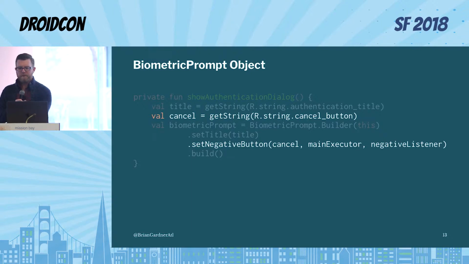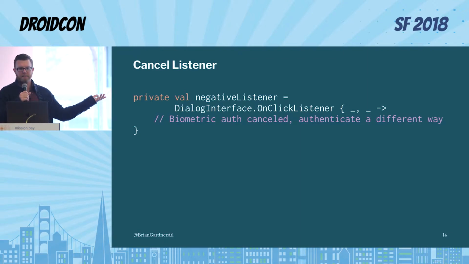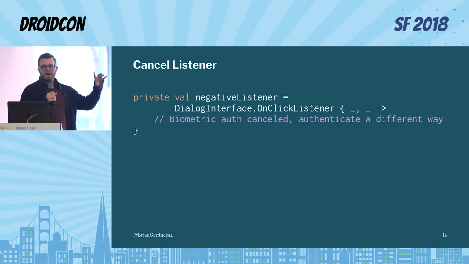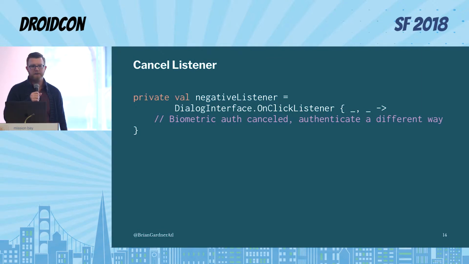The listener, not super exciting, if I'm honest. It's just a regular dialogue on click listener. I'm not using the parameters there, but if you're interested, the first one is the dialogue. The second is an integer that tells you which button is clicked. But in this case, we have one button, so again, not super exciting. Inside of this listener, you would typically go to a login screen if you weren't already there. If you are already on the login screen, maybe you show a message and say, hey, you didn't want to use biometrics, okay, just log in with your username and password.